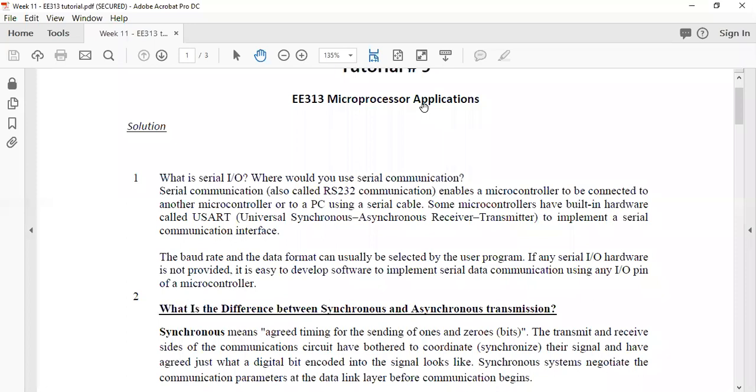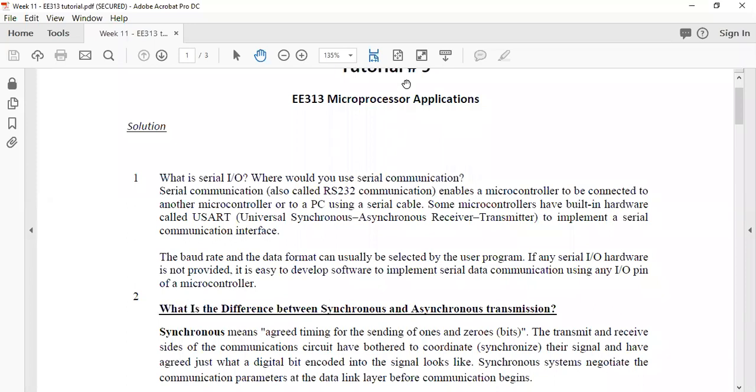Some microcontrollers have built-in hardware called USART, right? That is universal synchronous asynchronous receiver transmitter, to implement a serial communication interface, right? The baud rate and the data format can usually be selected by the user program. If any serial input-output hardware is not provided, it is easy to develop software to implement serial data communication using any input-output pin of a microcontroller.